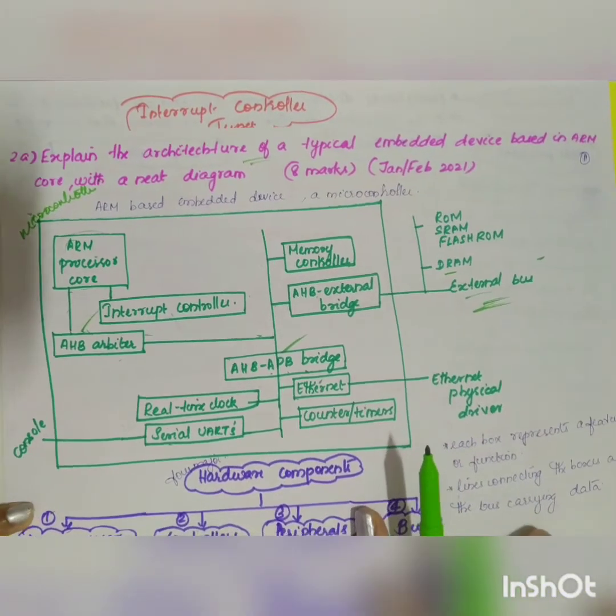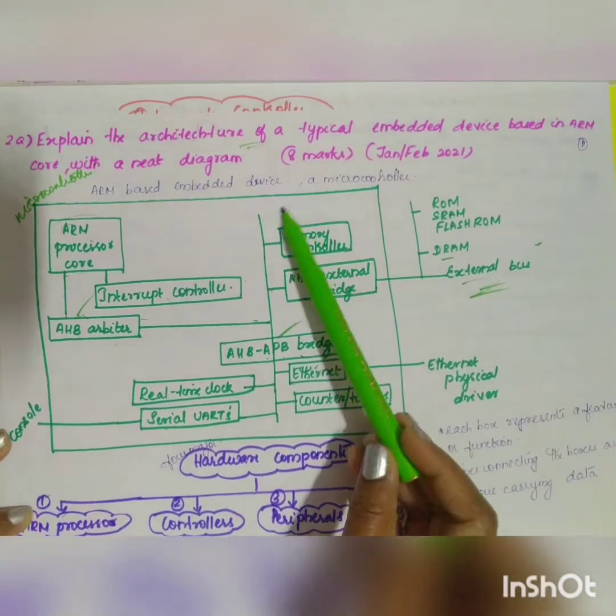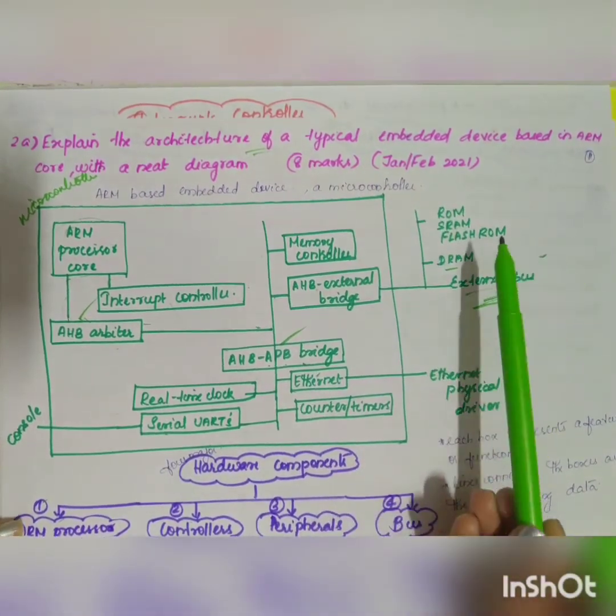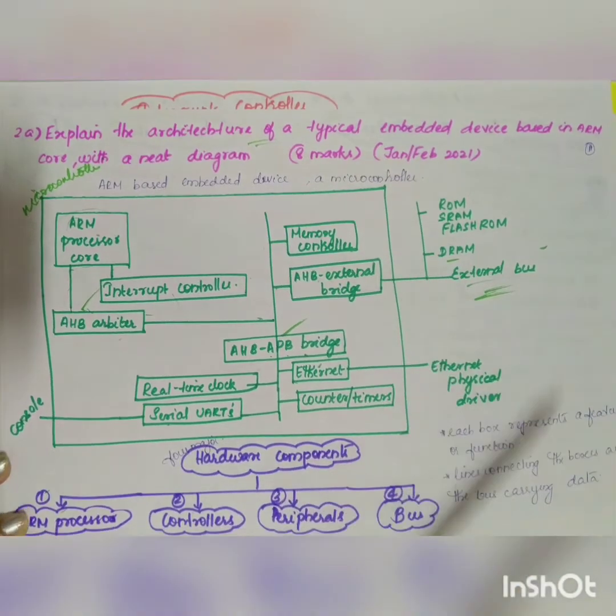These are the important points which you can write for the question: Explain the architecture of a typical embedded device based on ARM core with a neat diagram, which is asked for 8 marks.